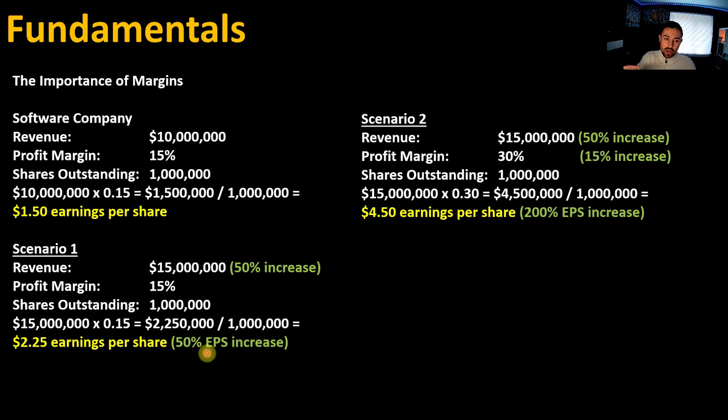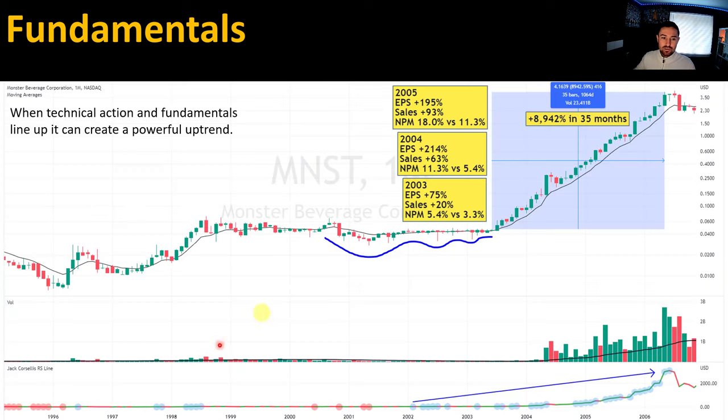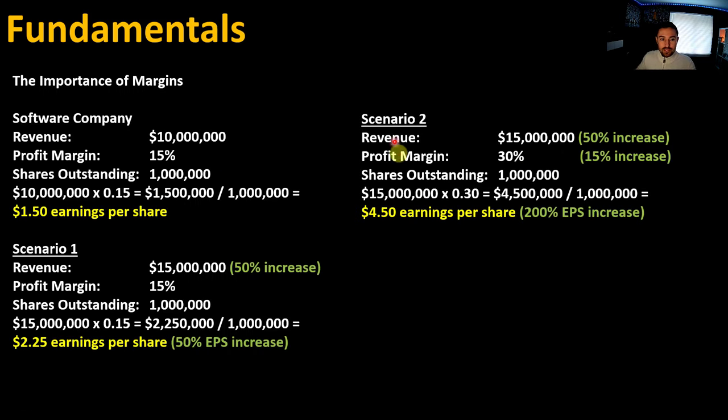So this is potentially why you saw such a huge advance in Monster Beverage, because the net profit margins went from 3% to 18%. So yes, having the earnings growth, yes, having the sales growth is very important, but having the margins improve as well is significant. Let me explain why. In scenario two, we're going to keep the revenue the same as scenario one, so the 50% increase relative to our beginning example. But now we're going to increase the profit margin. We're going to move our profit margin from 15% to 30%. And you may be saying, that isn't very much, it's only a 15% increase. Watch this. The shares outstanding stay the same at 1 million.